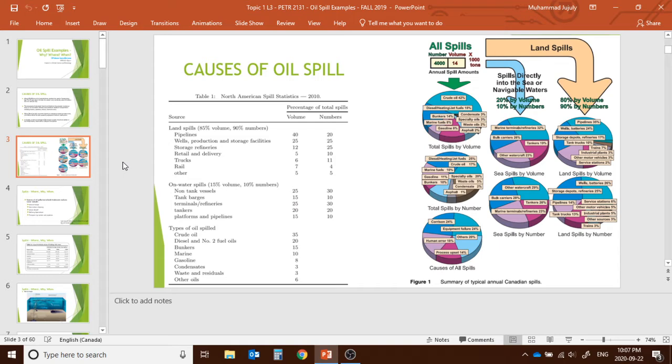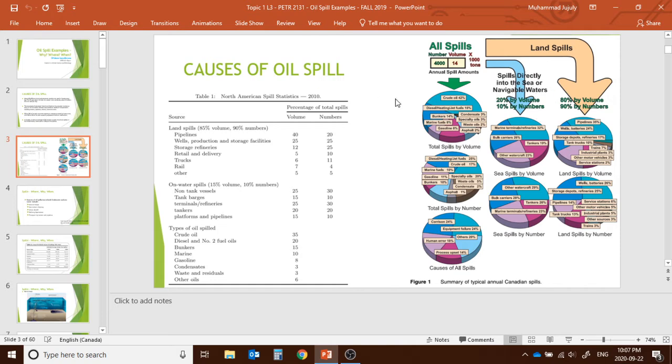Now the cause of spills. As you can see, the land spill is very high, nearly 80% by volume, and for the water it is 20% by volume. Now you'll find a discrepancy between these two charts. This is 2010 data, this is 2016, and this is North American spill, this is Canadian spill only. So that's why, but the gist is the same. Land spill got most of it, followed by a small share for water.